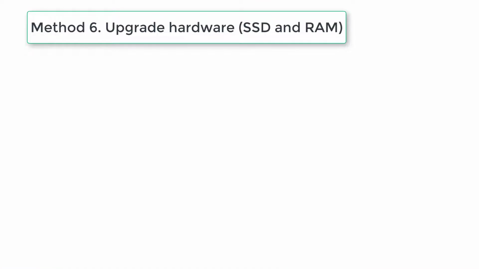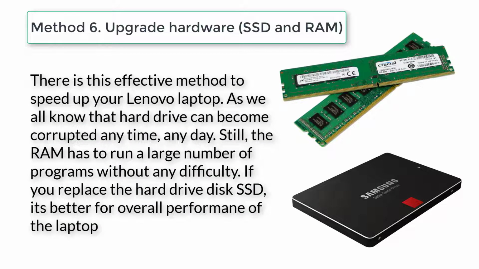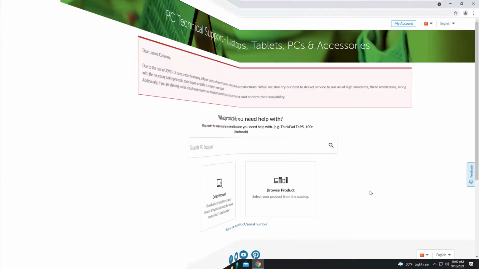Method 6. Upgrade hardware, SSD and RAM. There is this effective method to speed up your Lenovo laptop. As we all know, a hard drive can become corrupted any time, any day. Still, the RAM has to run a large number of programs without any difficulty. If you replace the hard disk drive with an SSD, it's better for overall performance of the laptop.